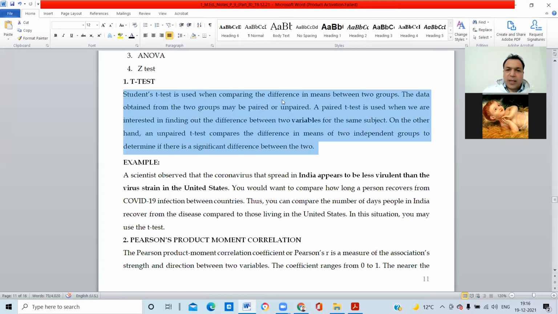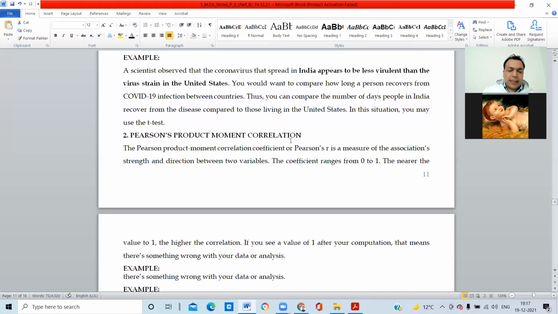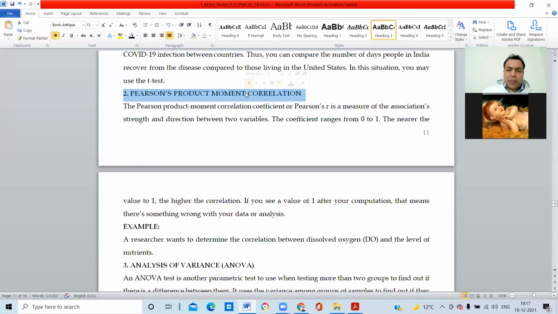Students use the t-test when comparing the difference in means between two groups. The data obtained from the two groups may be paired or unpaired. A paired t-test is when we are interested in finding the difference between two variables for the same subject. On the other hand, an unpaired t-test compares the difference in means of two independent groups.